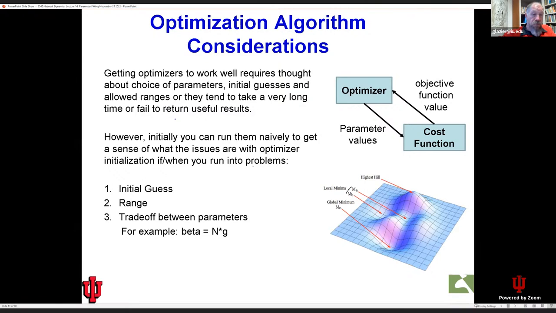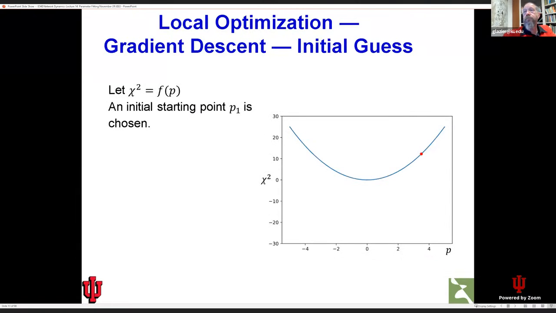It's possible that the parameters are dependent on each other in some way, in which case your optimizer can get confused, because you can have the same value for all sets of parameters, provided they're related. Optimizers get confused by that. There are a number of different algorithms for doing optimization.